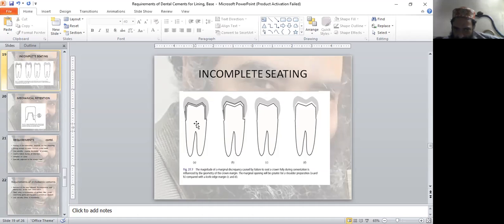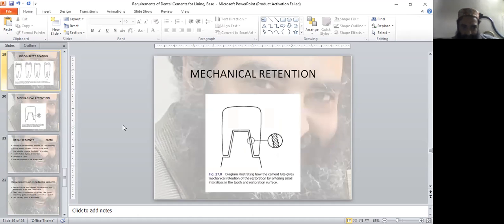Same as in this picture. So A and B have a shoulder, and C and D have the knife edge margin. And if we see the seating, there is uniform seating in A and C, and in B and D you can see non-uniform seating.